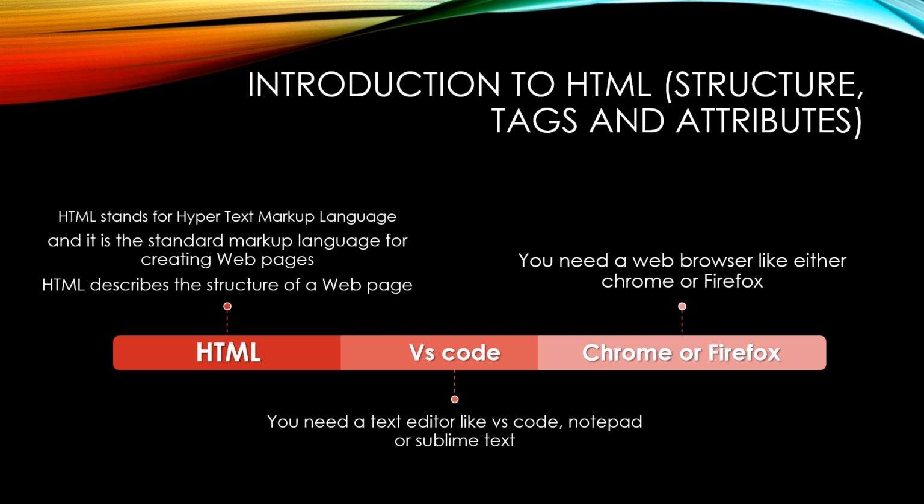And to be able to create a web page with HTML, or to be able to write HTML code, you need just a text editor like VS Code, Notepad, or Sublime Text. By choice, we are going to do this tutorial with VS Code. So you can go to Google and just type VS Code. VS Code means Visual Studio Code. You're just going to type VS Code in Google, and then download it and install it on your system.